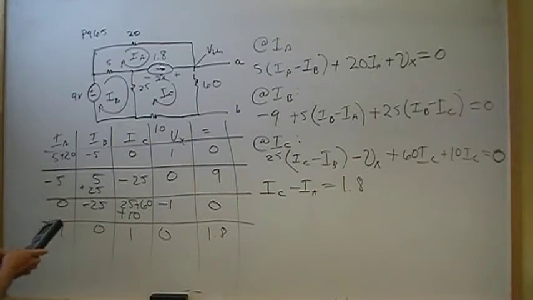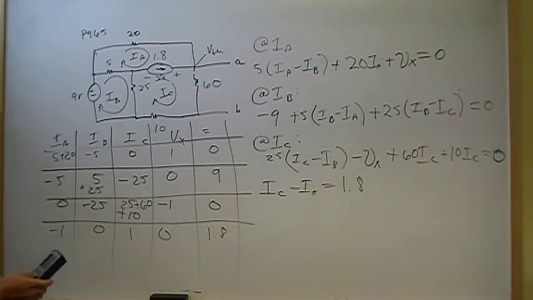So we got 5 plus 20, and then -5, 0, 1, and 0. And then we got -5, 5 plus 25, -25, 0, and 9. And then we got 0, -25, 25 plus 60 plus 10, and -1, 0, -1, 0, 1, 0, and 1.8. Solve. Okay.